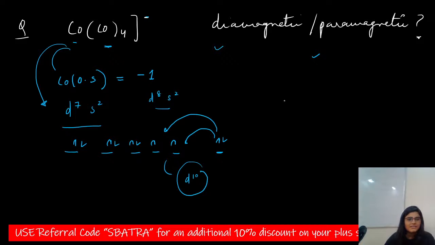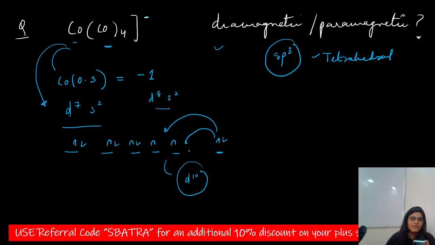Okay, so hybridization for this particular complex: yes, definitely it's a converted d10 system. So hybridization is sp3 and the compound is tetrahedral. What you can see over here is that all electrons are paired, so n is equal to 0. So this compound is diamagnetic in nature.